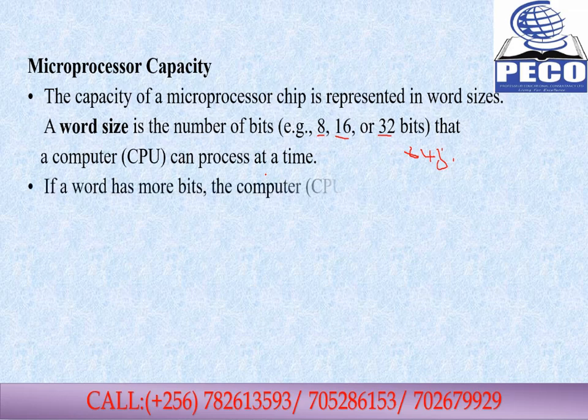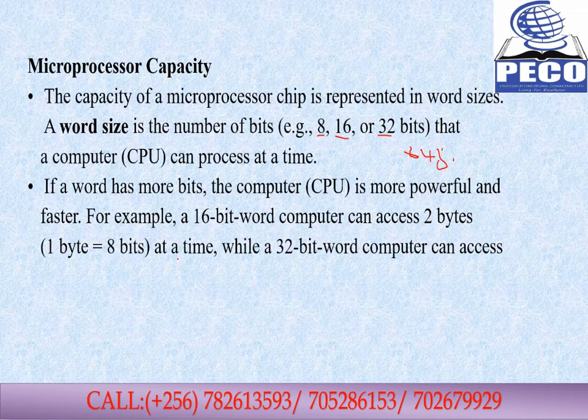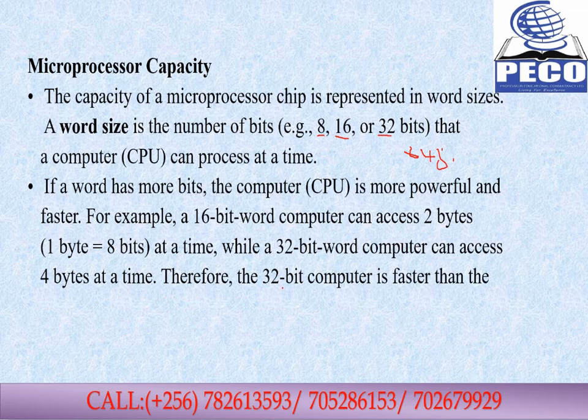Now, then, if a word has more bits, the computer CPU is more powerful and faster. For example, a 16-bit word computer can access 2 bytes because we learned that 1 byte is equivalent to 8 bits. So 16 bits, it means 2 bytes. While 32-bit word computer can access 4 bytes at a time. Therefore, the 32-bit computer is faster than the 16-bit machine or computer.